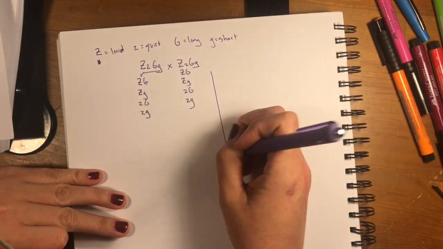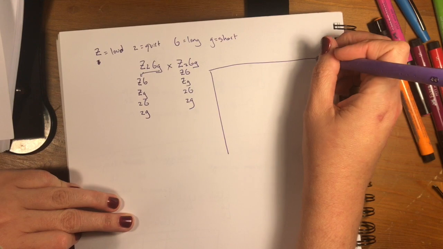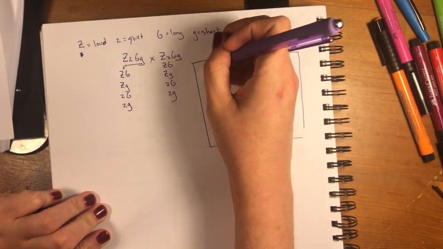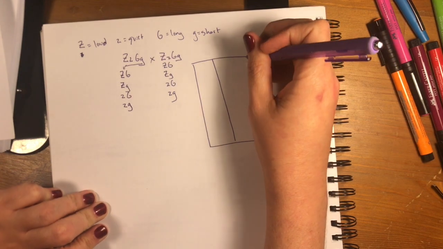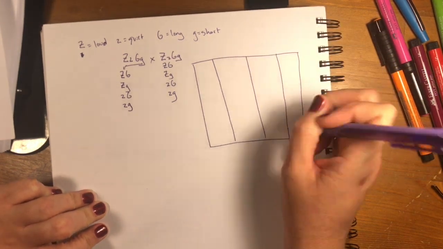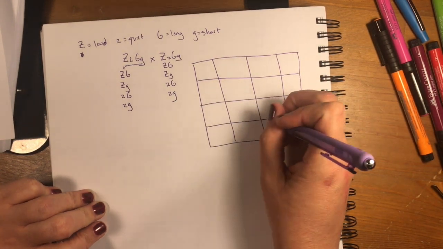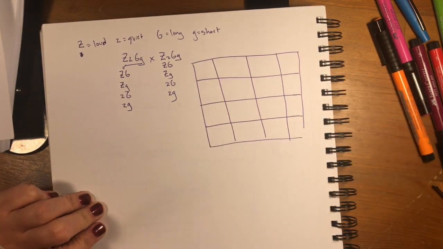So now, this is where you would draw the big, crazy Punnett square. So this is the 4x4 Punnett square. It's giant. It's intimidating. Some people are really good at this. Some people are not. So I'm going to show you the secret way if you don't remember.